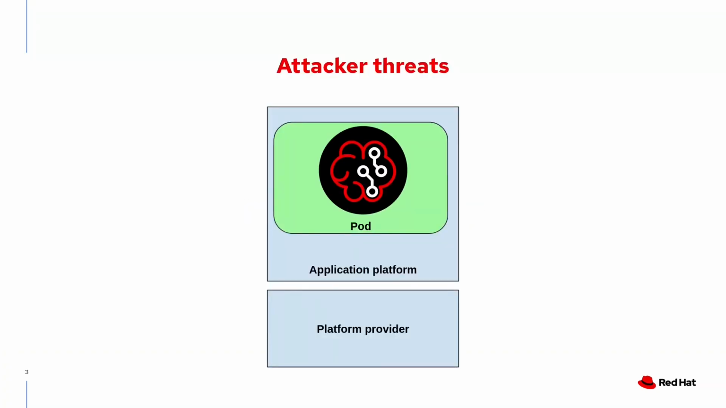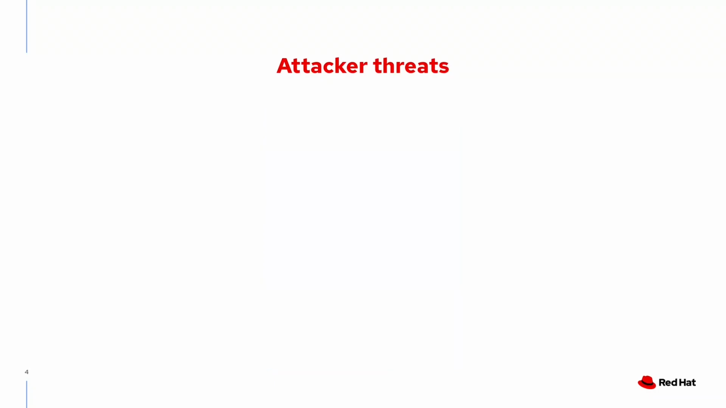Let's assume we have our workload, an AI pod in this case, which is deployed in our application platform, for example Kubernetes, running on our favorite platform provider. What are the two main attack vectors that are important for this workload?